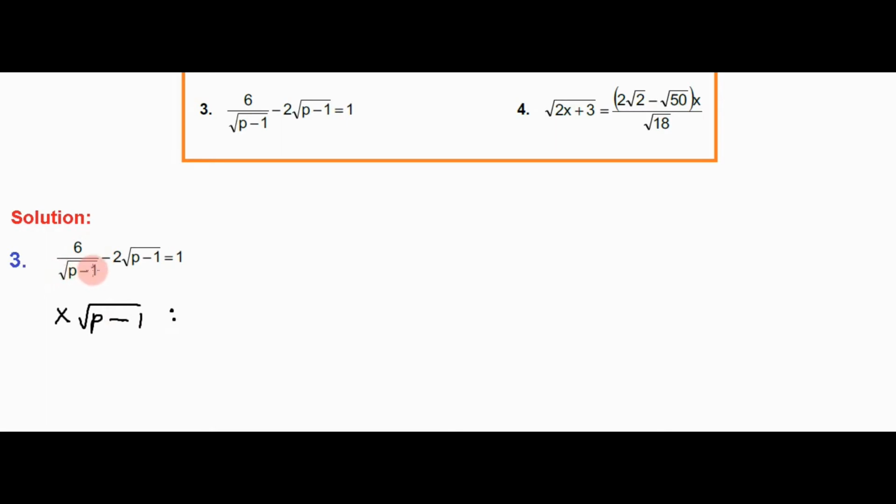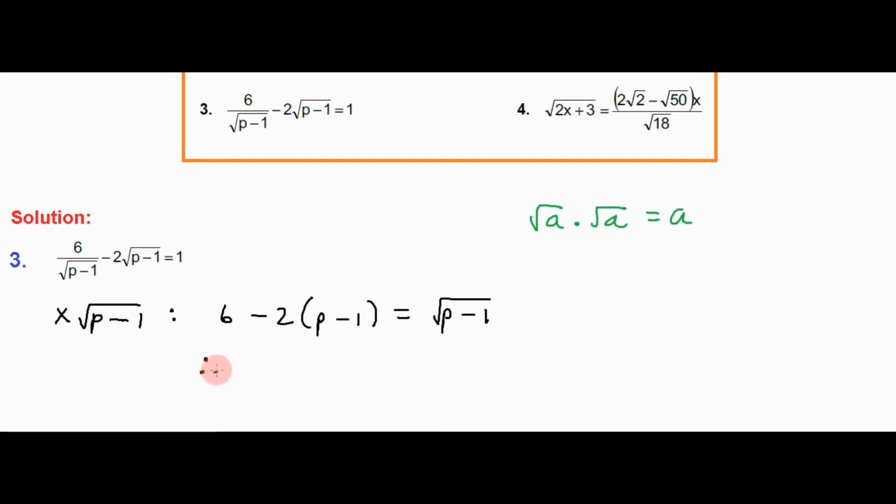Then the square root of p minus 1 in the first term will cancel, and we are left with 6. Then we have twice the square root of p minus 1 times the square root of p minus 1, which is just p minus 1. And of course here we are using the third law: the square root of a times the square root of a is just a. Then on the right-hand side we have 1 times the square root of p minus 1. So the square root of p minus 1.